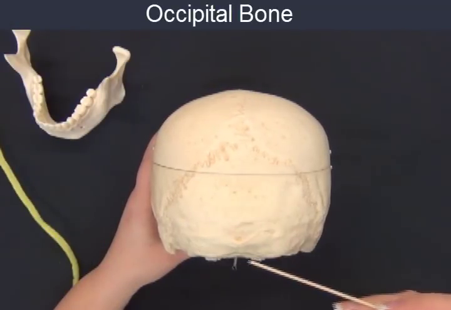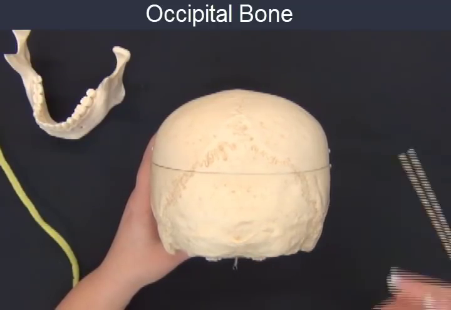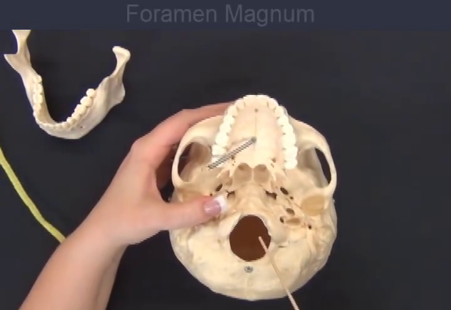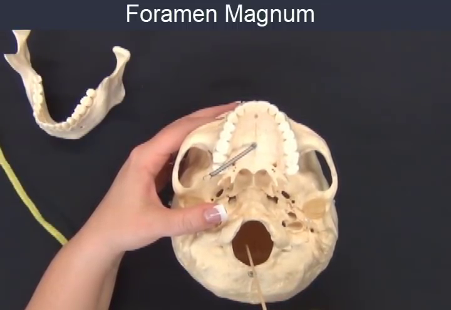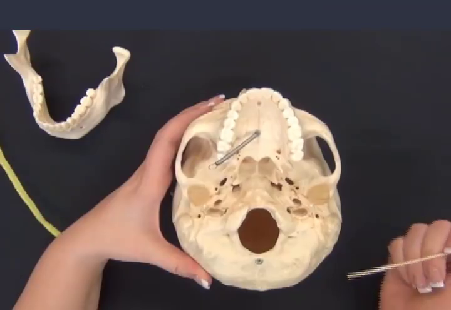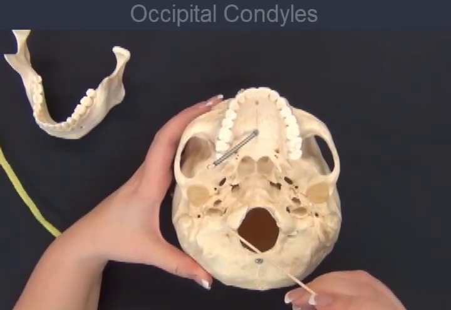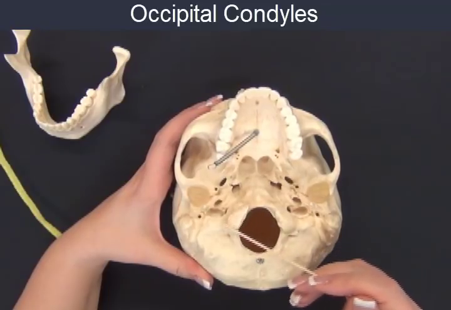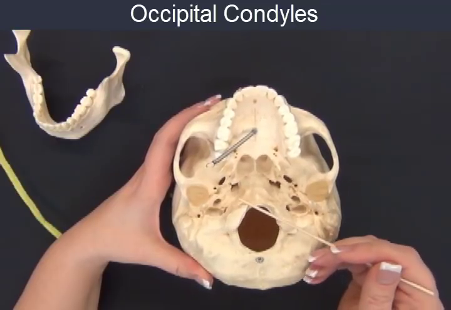The occipital bone is this large bone that we see on the posterior of the skull. The most obvious feature of the occipital bone is this large hole that we see for the spinal cord into the skull. This large hole is called the foramen magnum. On the anterior side, on either side of the foramen magnum, you will find these protrusions of bones that are smooth and rounded. These smooth, rounded protrusions of bones are called the occipital condyles.